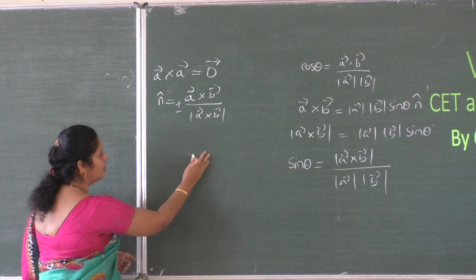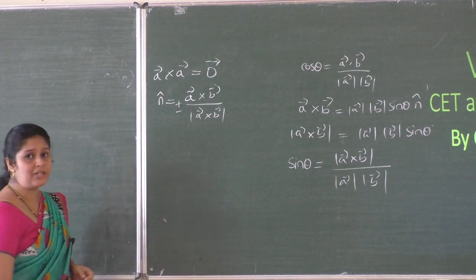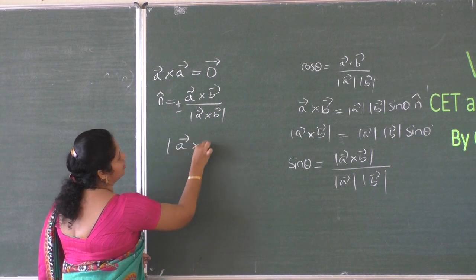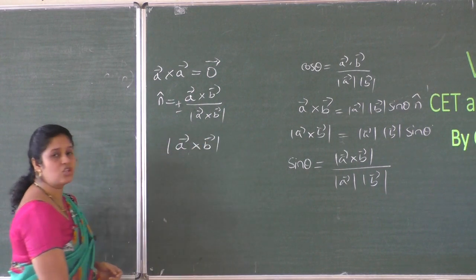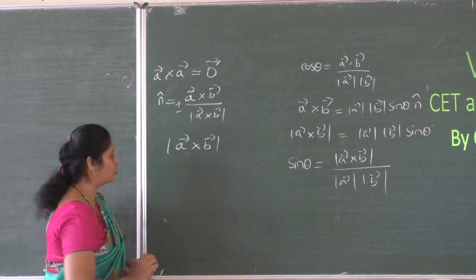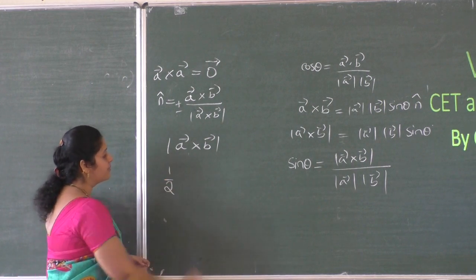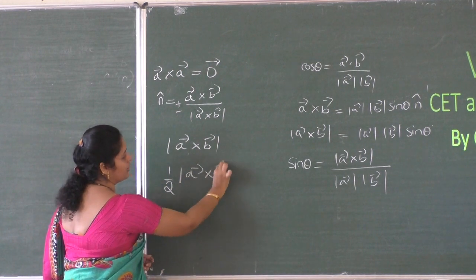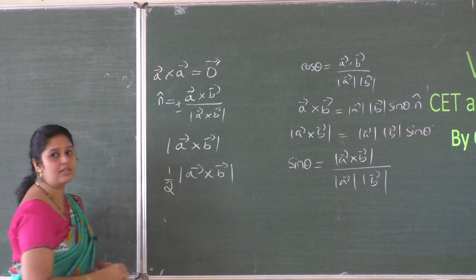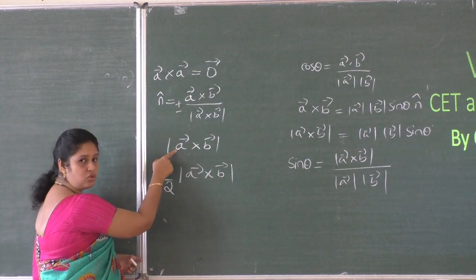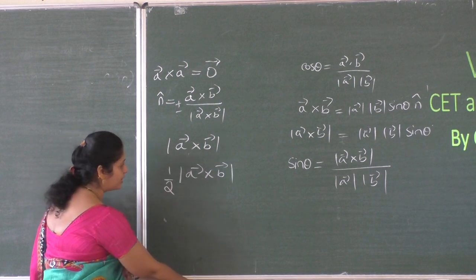And also the area of the parallelogram, you can remember, is the magnitude of vector A cross vector B, where vector A and vector B are adjacent sides of the parallelogram, and half into the magnitude of vector A cross vector B will be the area of the triangle. So these two are the formulas to find the area of the parallelogram and the area of the triangle.